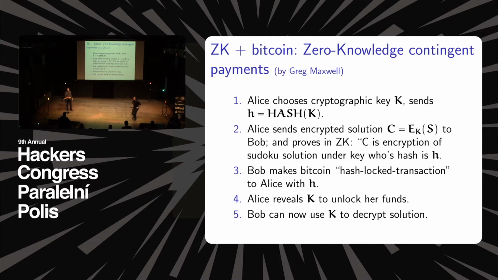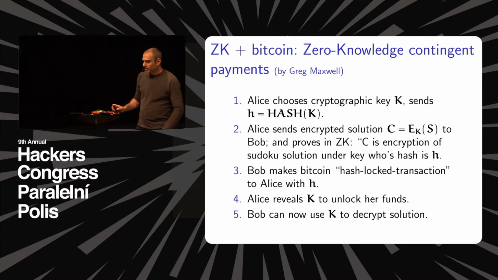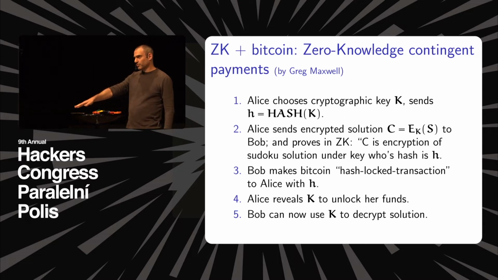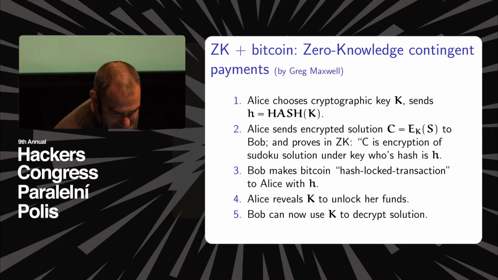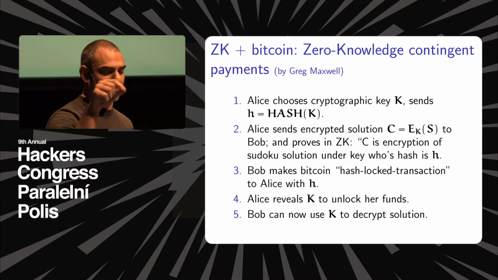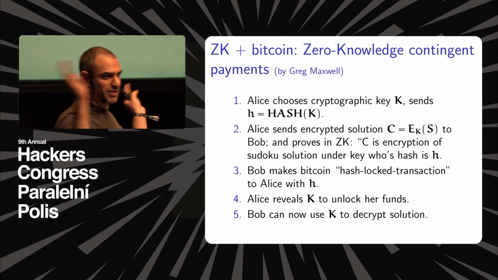Which step would the proof fail if Alice had developed a false solution to the Sudoku puzzle? So step two. Actually, what I should have written in step 3, or step 2.b, whatever, 2.5, is Bob checks the zero knowledge proof, and if it doesn't verify, Bob aborts the protocol.